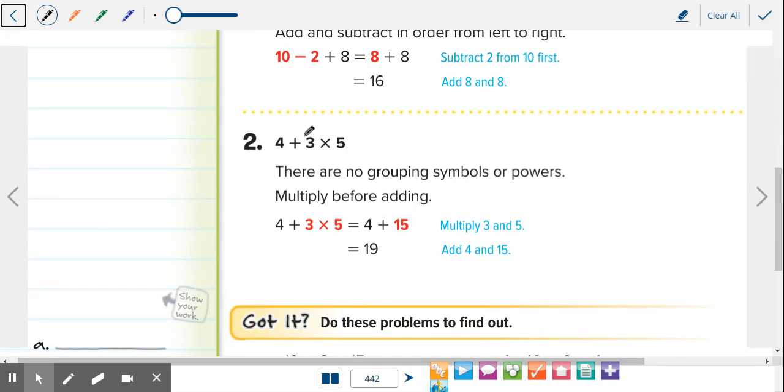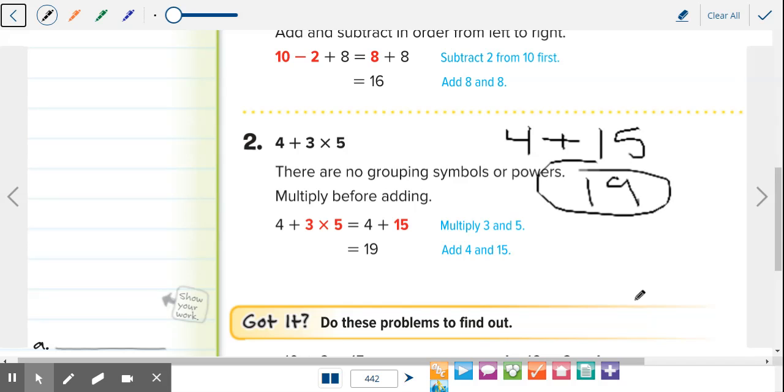We have 4 plus 3 times 5. So we start over order of operations all over again. Do we have parentheses? Nope. Do we have exponents? Nope. Multiplying or dividing? Yeah, we have multiplication. So that's where we start. I leave that 4 and that addition sign alone. I just copy it down. Now, 3 times 5? 15. And then all we've got left is addition. So what's 4 plus 15? 19. And there's your answer.